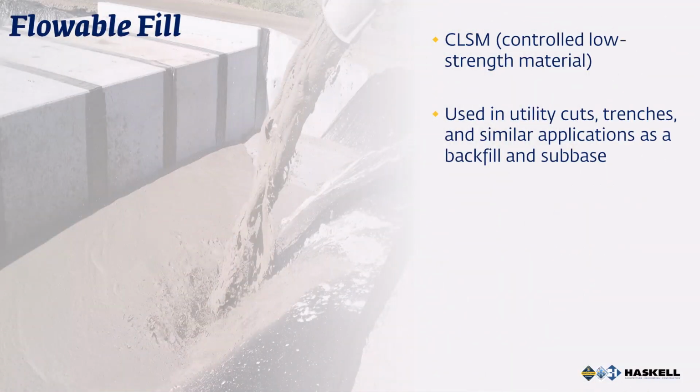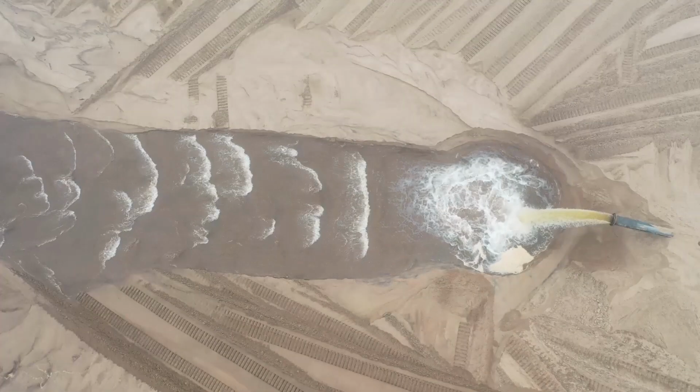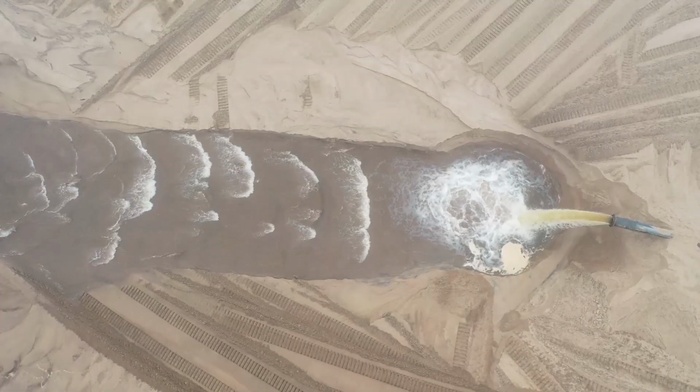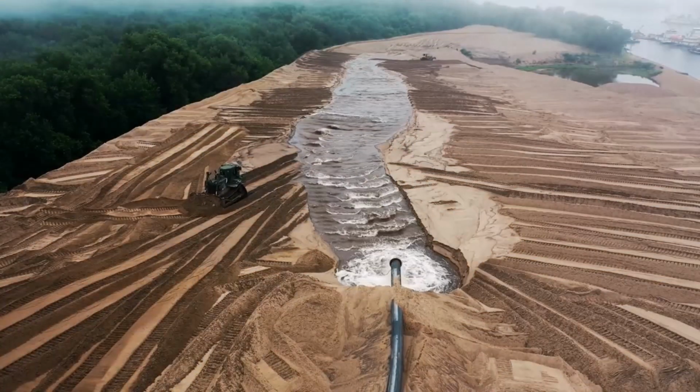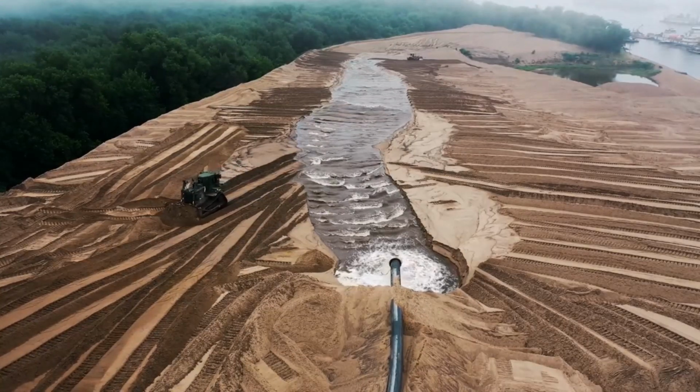Flowable fill is a thick, semi-liquid material used as backfill in utility cuts and trenches. It is a mixture of fly ash, water, and cement. Flowable fill quickly fills available space without the need for compaction, which saves both time and labor. The low compressive strength allows for easy excavation later with standard tools. Although more expensive than traditional fill soil, it is still cost-effective due to the labor-saving benefits.